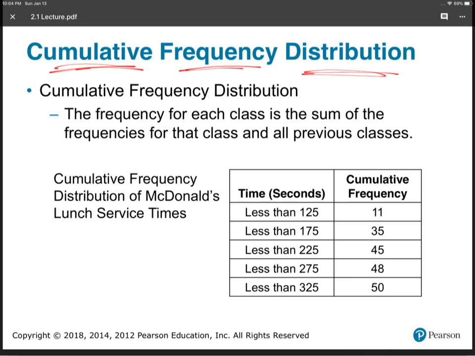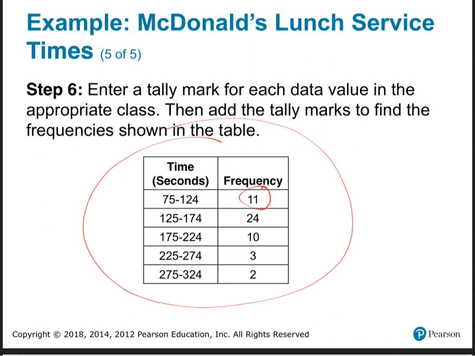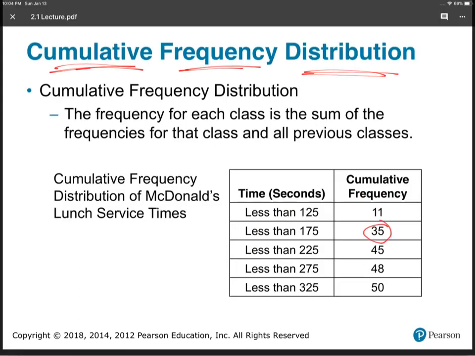Let me show you what I mean. The first category was 11, right? 11 times they served the lunch between 75 and 124 seconds. 24 times, that's the frequency, they served the lunch between 125 and 174. Now what they're going to do is add those two up, which we already said is 35, right? 11 and 24 is 35. See how they have a 35 right here now? They added those up.